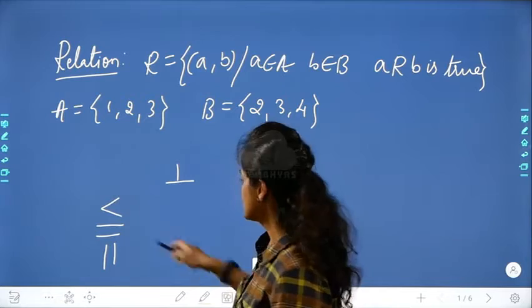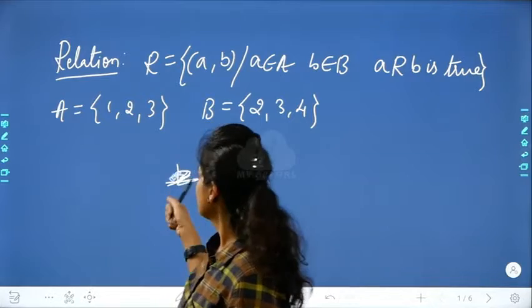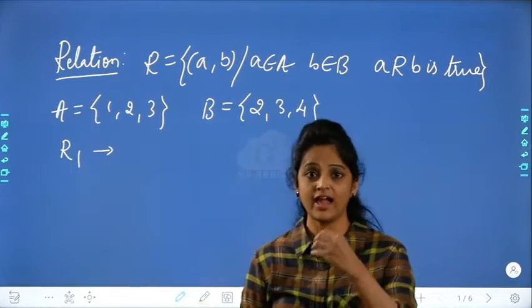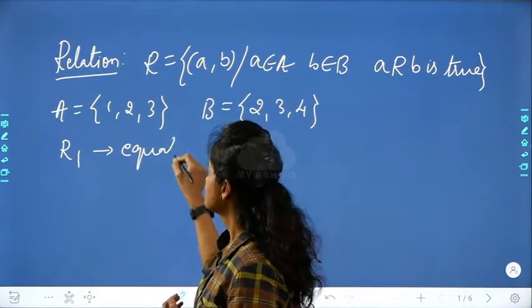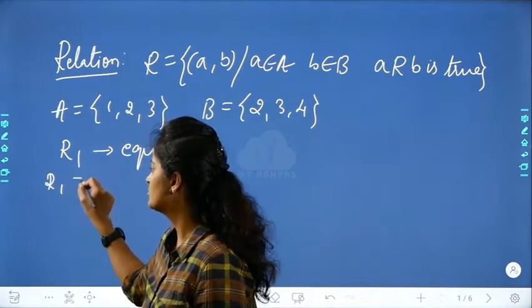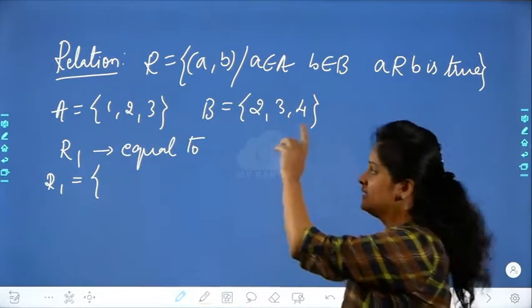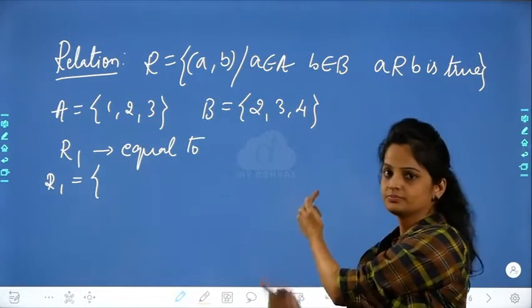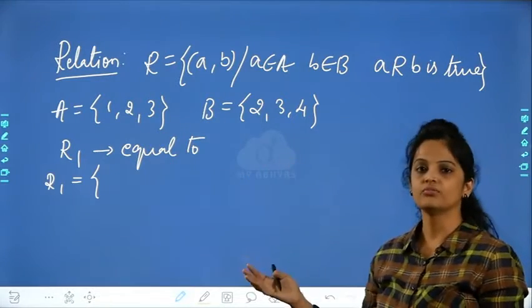Now when I am writing a relation, R1 I will take. I am the one who is defining the relation. Suppose I define it as equal to. So how do I write elements in R1? Compare the elements from set A and set B, one element from this set, one element from the other set. Okay, 1 is equal to 2? Not correct. 1 is equal to 3? No. 1 is equal to 4? No, we can't take those.